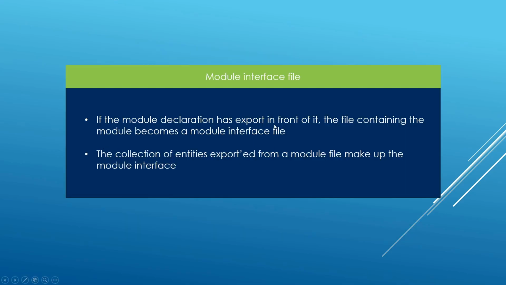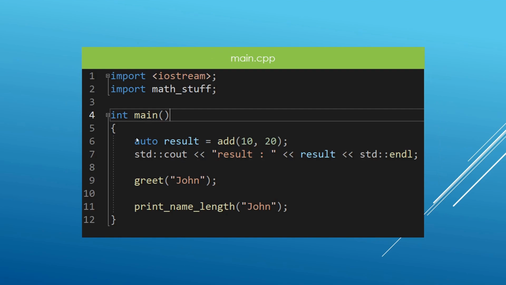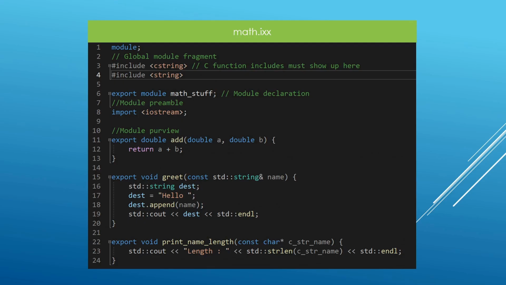If a module declaration has an export in front of it, the file containing the module becomes a module interface file. Per that statement, if we go back to our code here, the line here makes this file a module interface unit because it is a declaration of a new module in our C++ program, if I can say it like that.